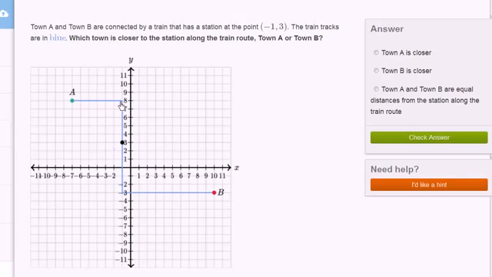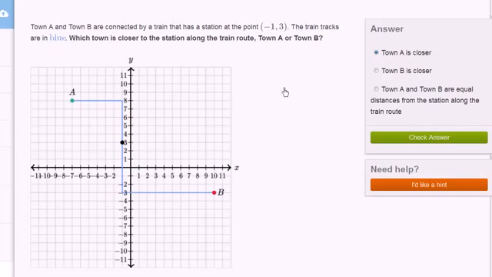So for A right over here, if you were going along the train route, you would have to go 1, 2, 3, 4, 5, 6 in the x direction, and then 1, 2, 3, 4, 5 along the y direction. So you'd have to go a total of 11. If you're going from B, you're going 1, 2, 3, 4, 5, 6, 7, 8, 9, 10, 11 along the x direction, and then 6 along the vertical direction. So you're going to go a total of 17. It's pretty obvious that A is closer along the tracks.